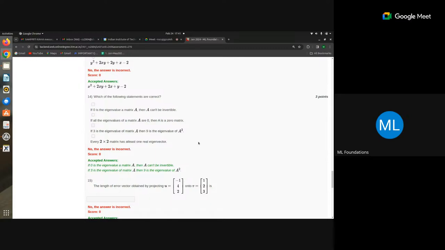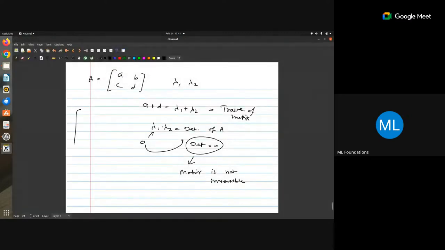Option B is: if all the eigenvalues of matrix A are zero, then A is a zero matrix. No, sir, we cannot say that. I'm just giving you one example. Suppose this is a matrix, 2 by 2 or maybe 3 by 3, with entries 1, 2, 3, 4 as an upper triangular matrix. If it is upper triangular, I know the eigenvalues are the diagonal entries, so all eigenvalues are 0.